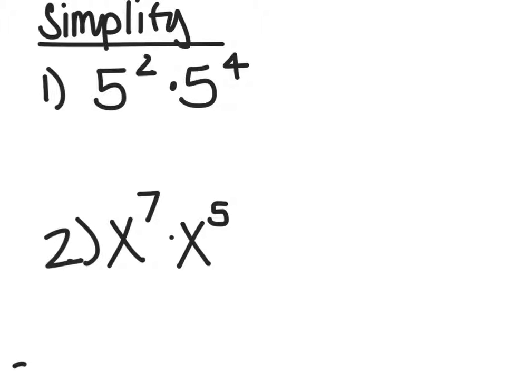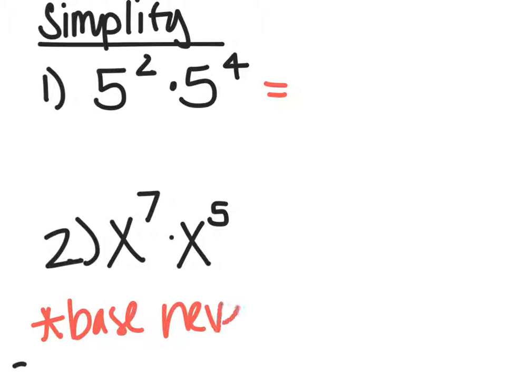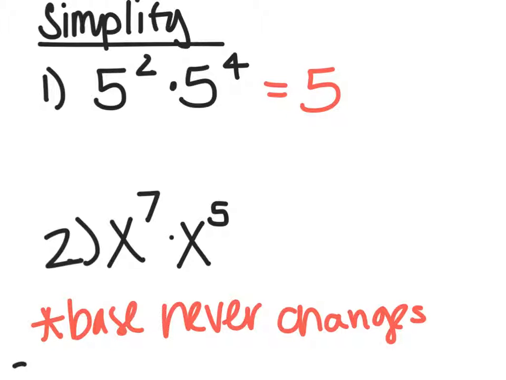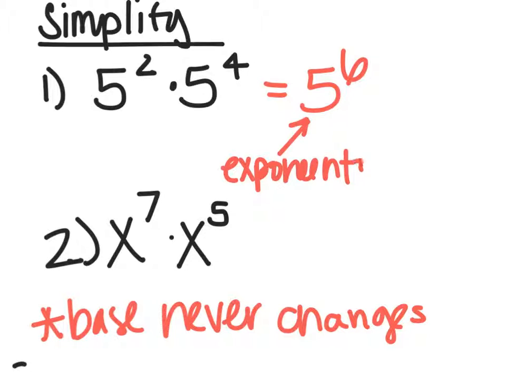since this is a multiplication problem, I need to add my exponents. My bases never change. That's important to remember. Your base never changes. Ever. So it's still going to be 5, but instead of 2 and 4, I'm going to add 2 and 4, and I'm going to get 6. So this would be 5 to the 6th, and this is going to be called exponential form. This is our exponential form.